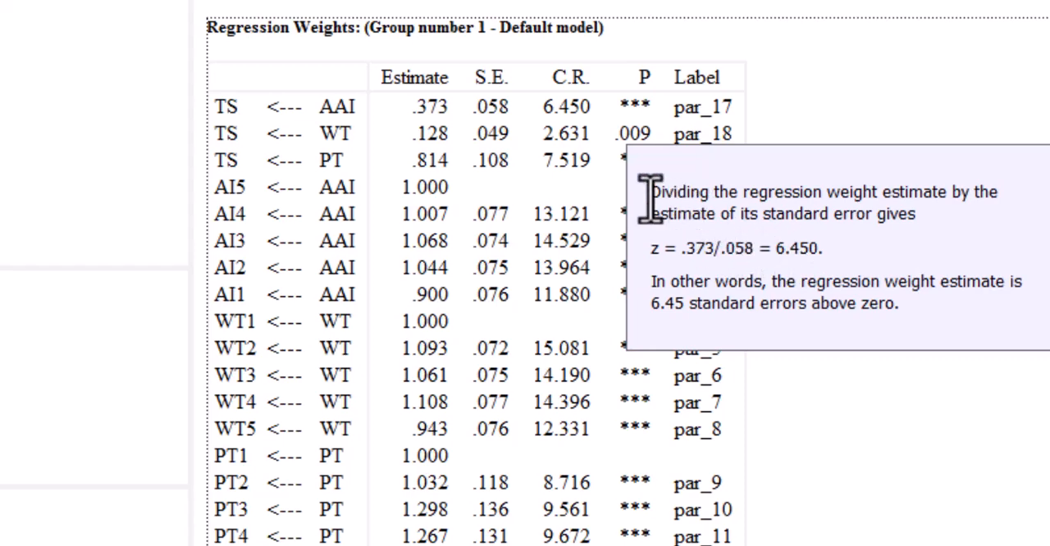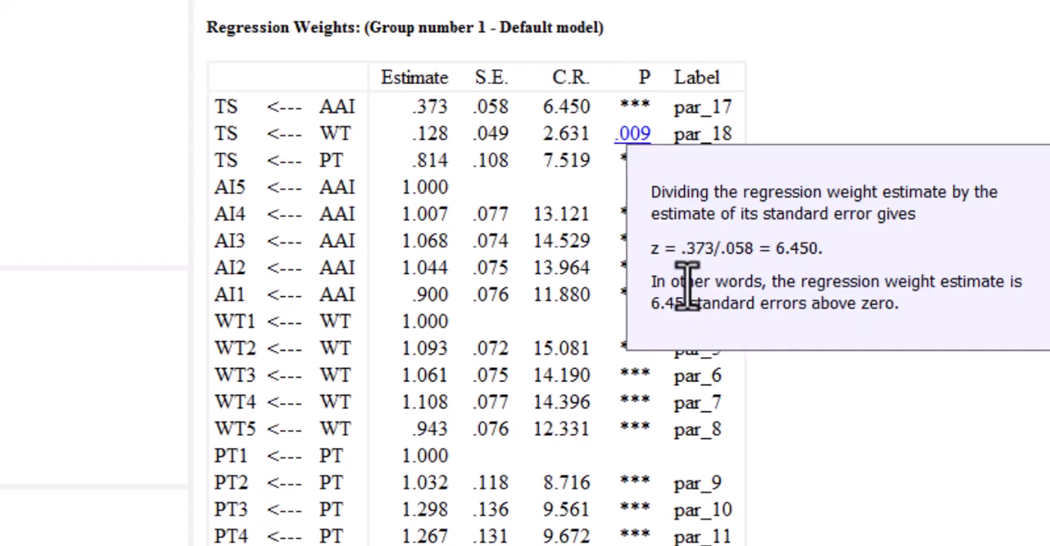Then you can also check the standardized z values. So these are obtained by dividing the regression weight estimate by the estimate of its standard error, it gives the z value. So you can see if you take 0.373, then you divide by its standard error, then you get the z value, or the critical ratio value.